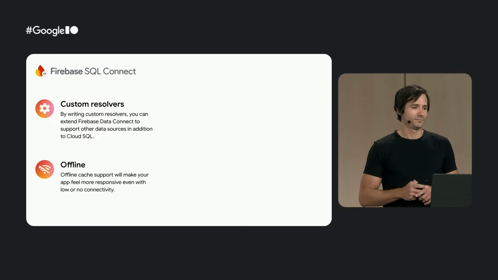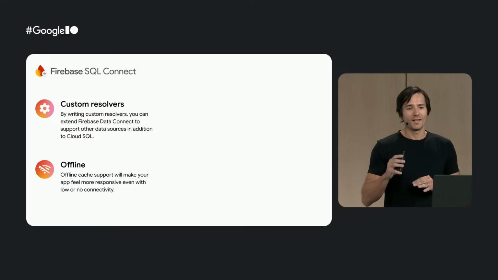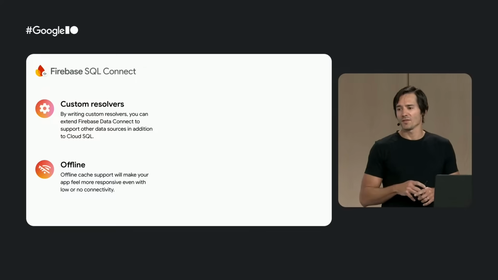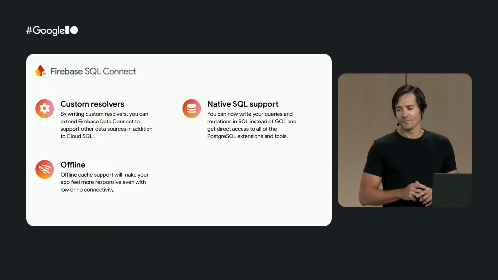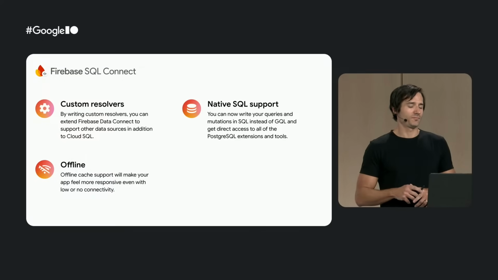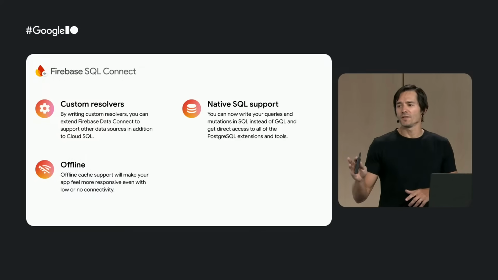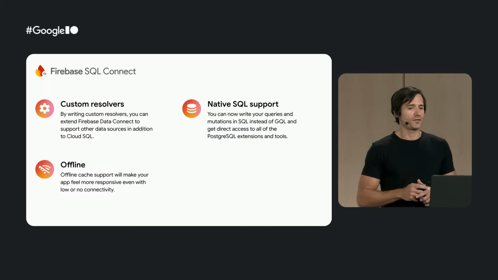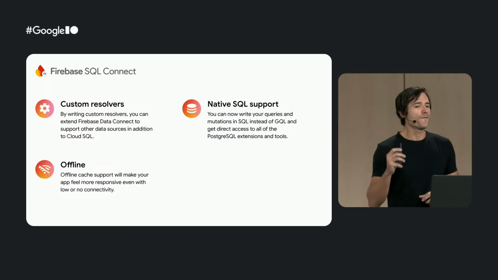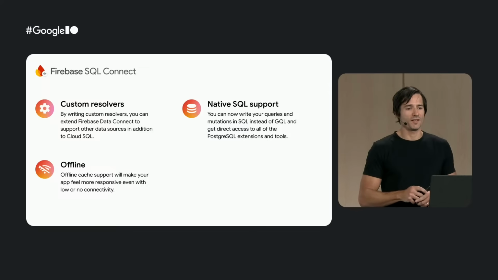Offline. Offline cache lets your applications continue to be responsive, either in no or low connectivity situations. Native SQL support. Now you can use the full expressiveness of SQL to write your queries and mutations. And with that, get full access to all Postgres extensions.